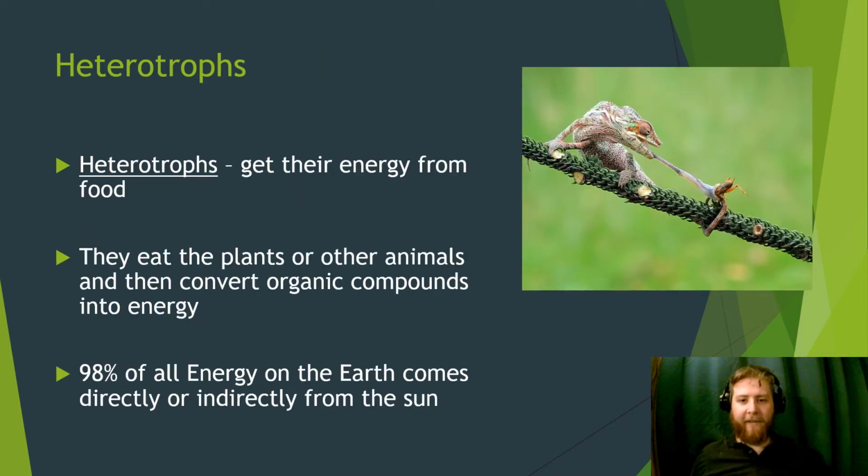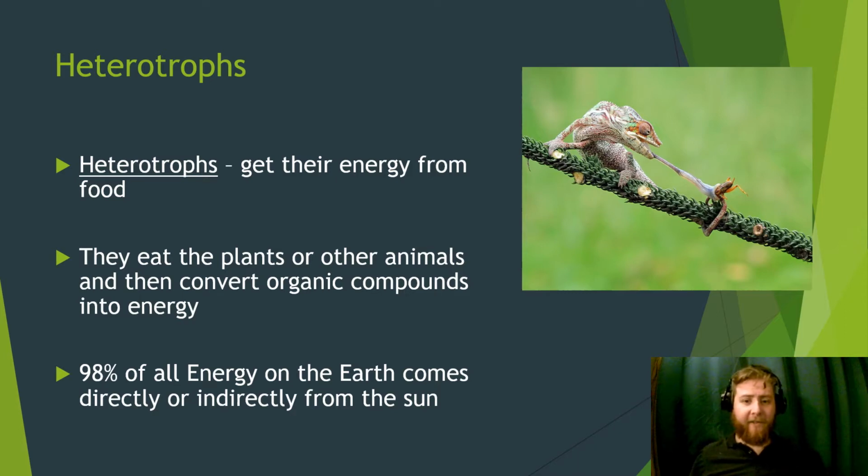The next class of organisms and how they get their energy are the heterotrophs, and you are a heterotroph. Heterotrophs get their energy from their food. So they eat plants, they eat other animals, and then convert organic compounds into energy. So even things that are herbivores, like ants, or other things like rabbits, are still heterotrophs because they're eating other organisms, even if they're just plants.